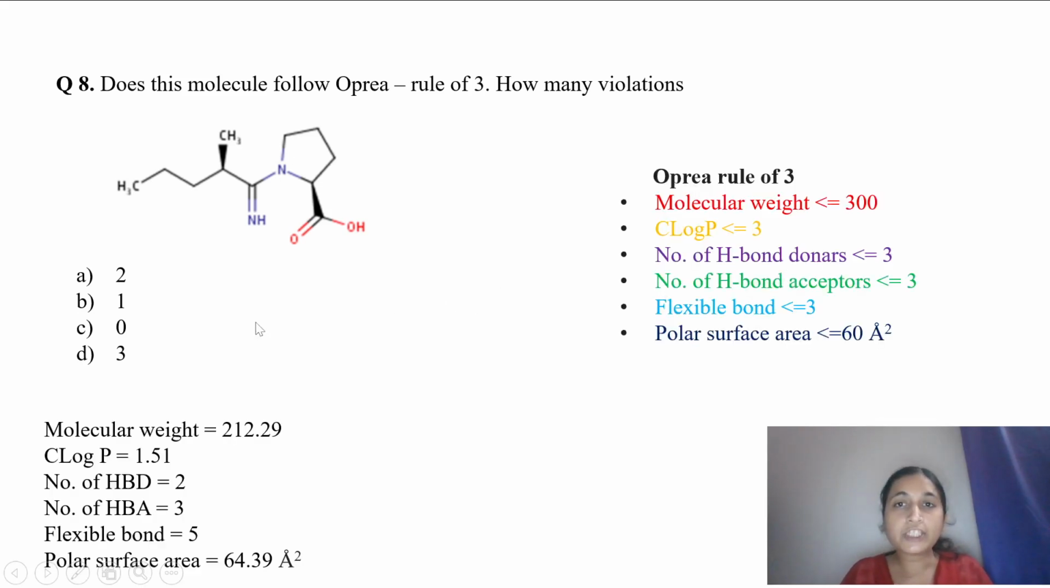So here we will check with this rule. Molecular weight less than 300, yes. C log P value is also less than 3. Hydrogen bond donor is less than 3. Hydrogen bond acceptor is equal to 3. Flexible bond is 5, but it should be less than or equal to 3. And polar surface area should also be less than or equal to 60 angstrom square. But here the polar surface area is 64.39. So there is violation of 2 rules. So answer will be A.